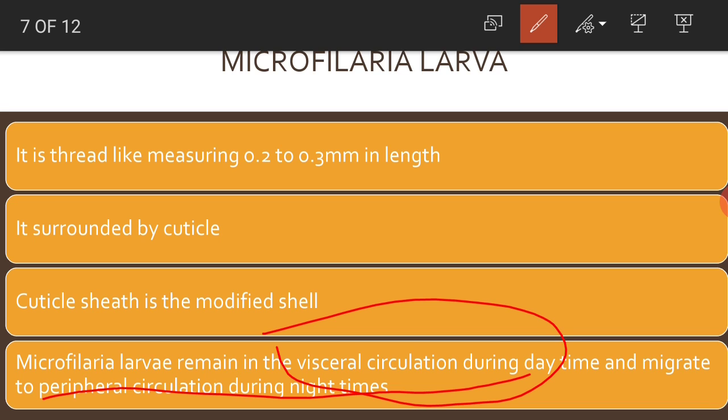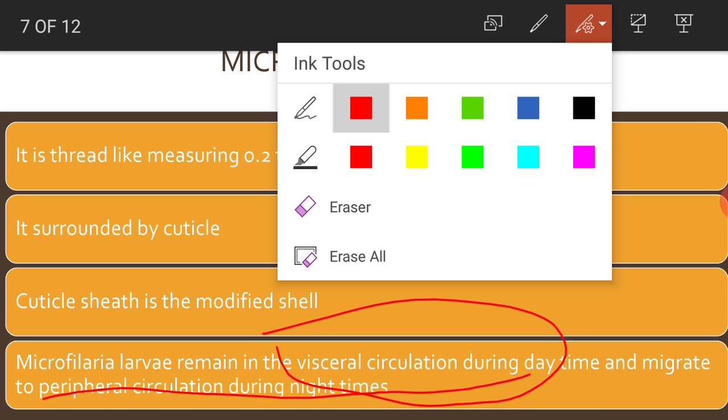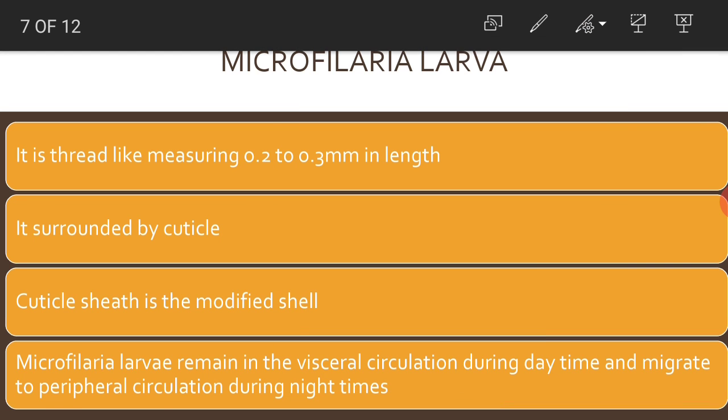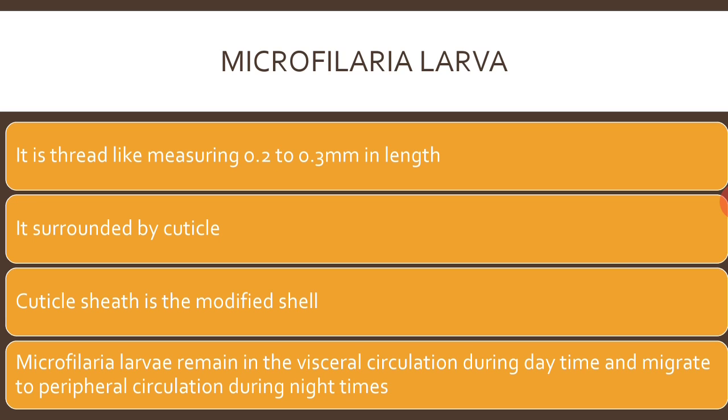mosquito. This migration is called nocturnal periodicity. So nocturnal periodicity is exhibited by the microfilaria larva. It is nothing but the migration of microfilaria larva from visceral circulation to the peripheral circulation during night time, so that it is in tune with the food habits of the female Culex mosquito.